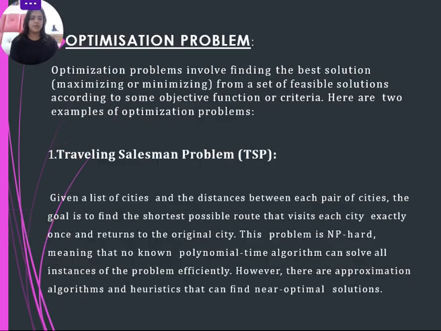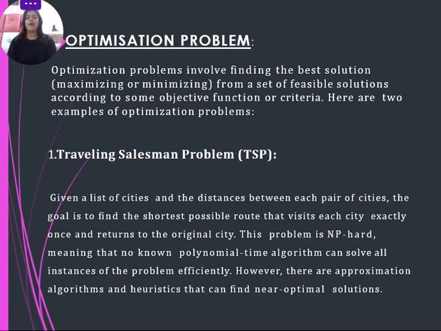Now, let's see the other one. The second one is the optimization problem. Optimization problems involve finding the best solution, maximizing or minimizing, from a set of feasible solutions according to some objective function or criteria. Here are two examples of optimization problems.